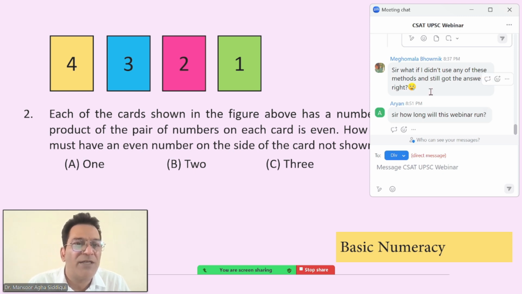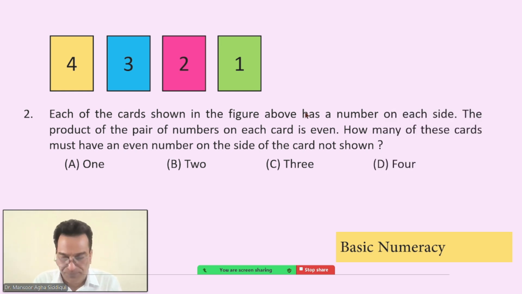Meghumala, the question which you asked, sir, what if I didn't use any of these methods and still got the answer right? Then that is important. That is good. Okay, sir. Thank you. 5 whole minutes for people who've already done the first three questions. And within these 5 minutes, people who joined in late, they can attempt these three questions, initial three questions, quickly. Especially the second and the third question. First, we've already discussed.